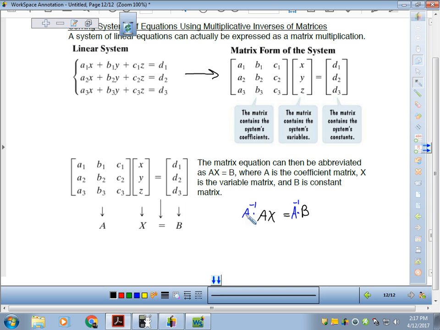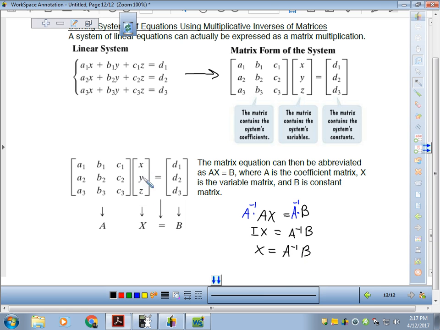Now, when I do A inverse times A, remember that these inverses cancel each other out and they just leave an identity matrix. So I have I times X equals. Over here, I'm just going to have A inverse times B. Now, remember from your notes just a minute ago, when you multiply an identity matrix times X, or times any matrix, you just get that same matrix. The identity matrix doesn't change it. So we're going to end up with X equals A inverse times B.